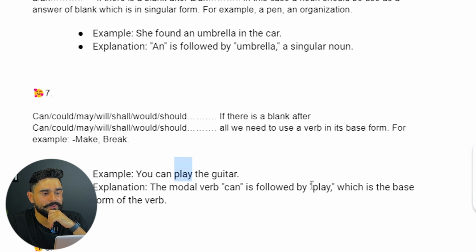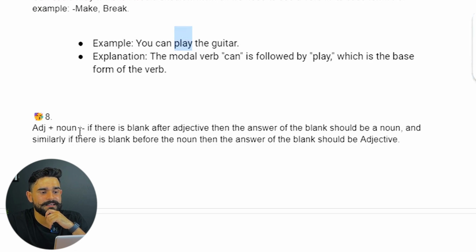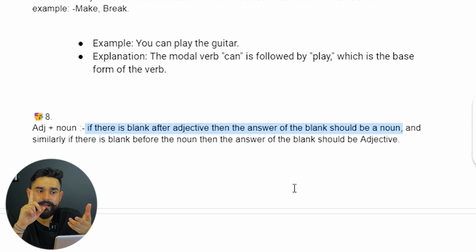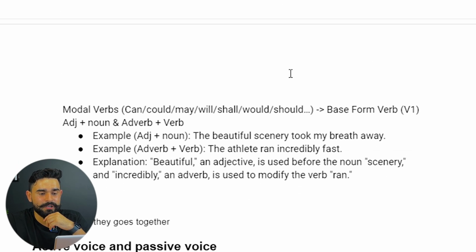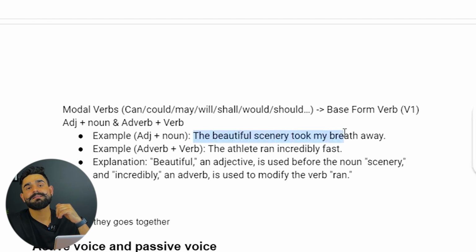Now let's have a look at the 8th one, guys. The 8th one is, if there is a blank after an adjective, then the answer of the blank should be a noun. Same thing, adverb comes with verb, adjective comes with noun. Let's have a look over here. For example, the beautiful scenery took my breath away. Beautiful is an adjective, and scenery is a noun. Basically, an adjective gives an explanation about a noun.